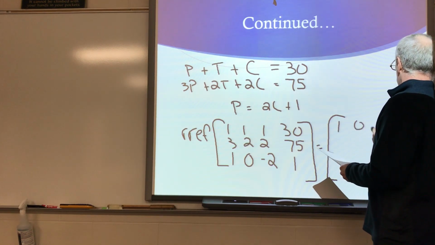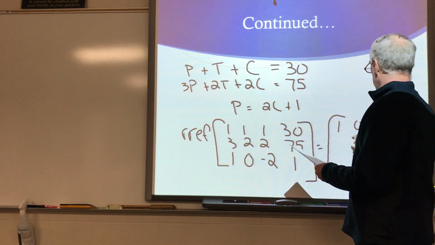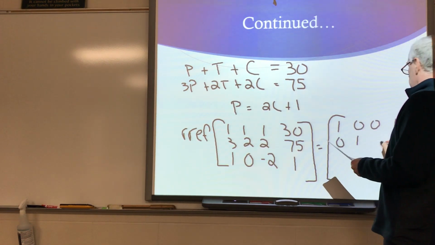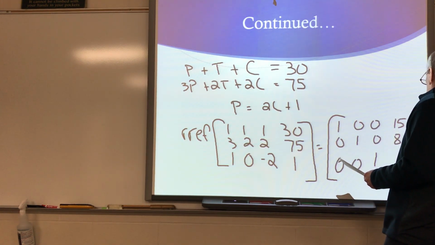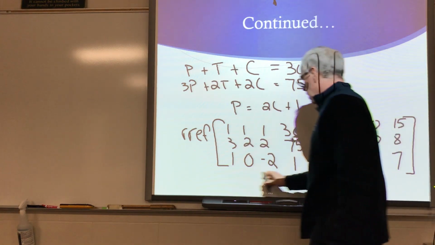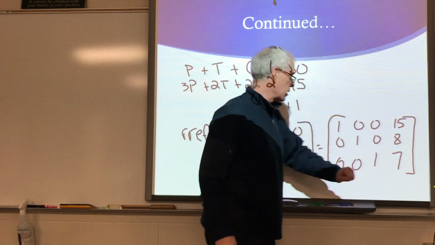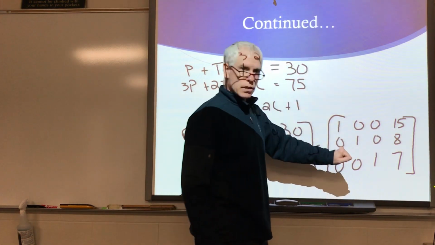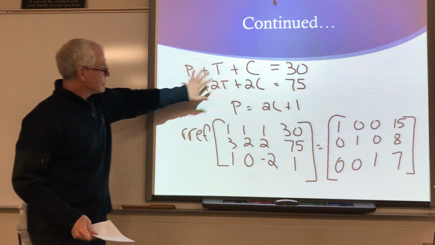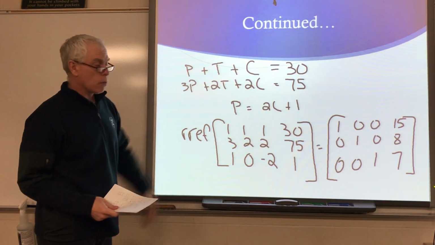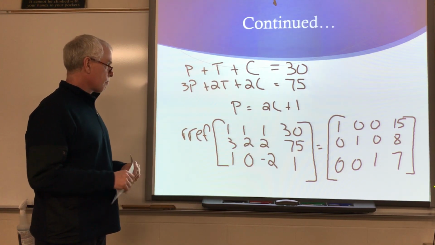1, 0, 0, 15. And then the tiara 0, 1, 0, 8, 0, 0, 1, 7. Okay? Which means ultimately that the painting was worth 15 million originally, the tiara was worth 8 million originally, and the coin was worth 7 million originally. So you've got to be able to set up a system of equations from what you read in the word problem, and then you can solve it on the calculator. That's just fine. Okay? All right, you guys.